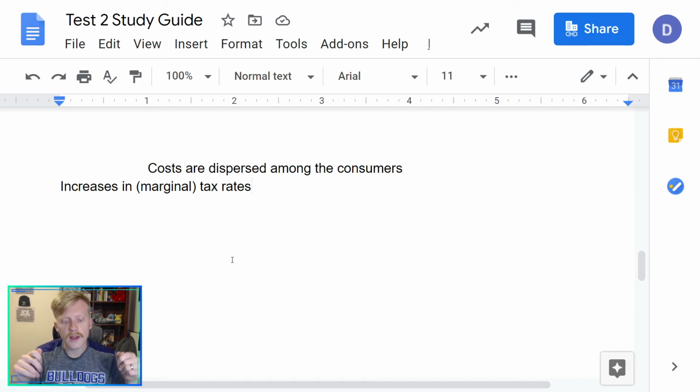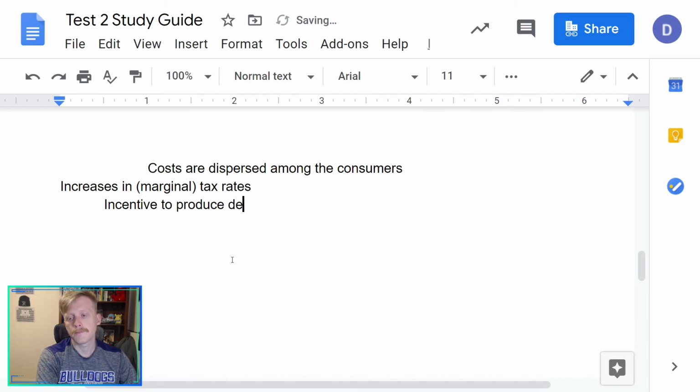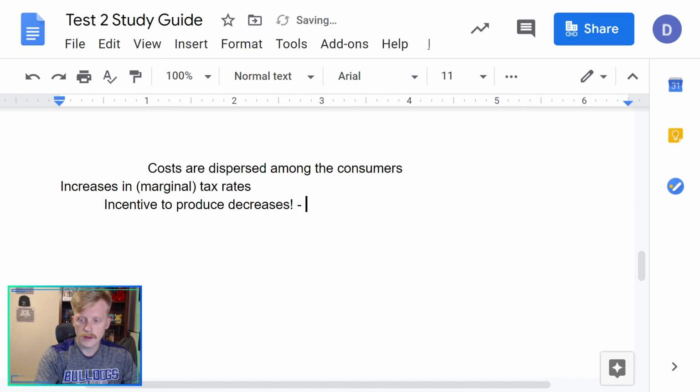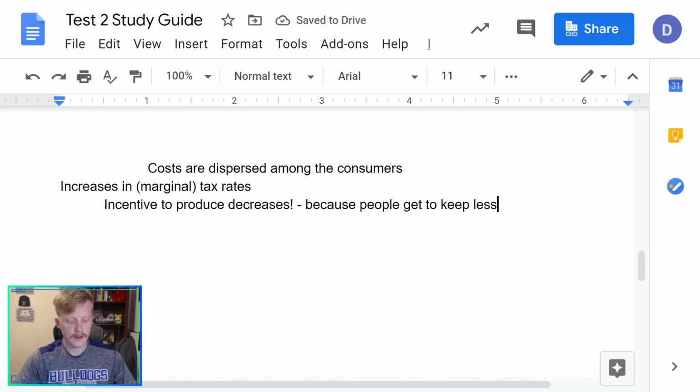So you have to think, what if that tax rate increased from 30 to 50%? Well, I would go from getting to keep 30% to only half my money, right? So my incentive to produce decreases. Okay? And this will reduce how much people are permitted to keep, because the government doesn't let people keep as much, okay?